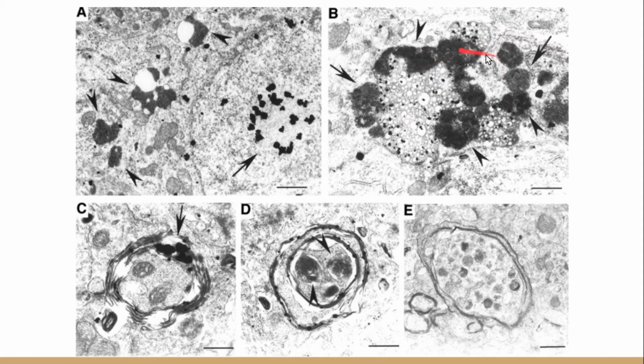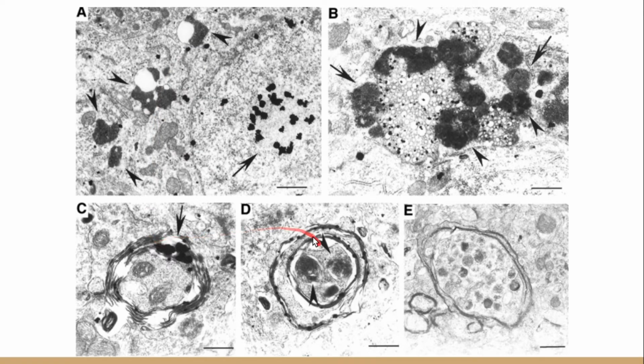It's harder to tell over here on the right because there's so much degeneration occurring, but the idea is that there are these empty vacuoles that are partially surrounding degenerated mitochondria and even some degenerated lysosomes. And some of them are colocalized with Huntington aggregates.